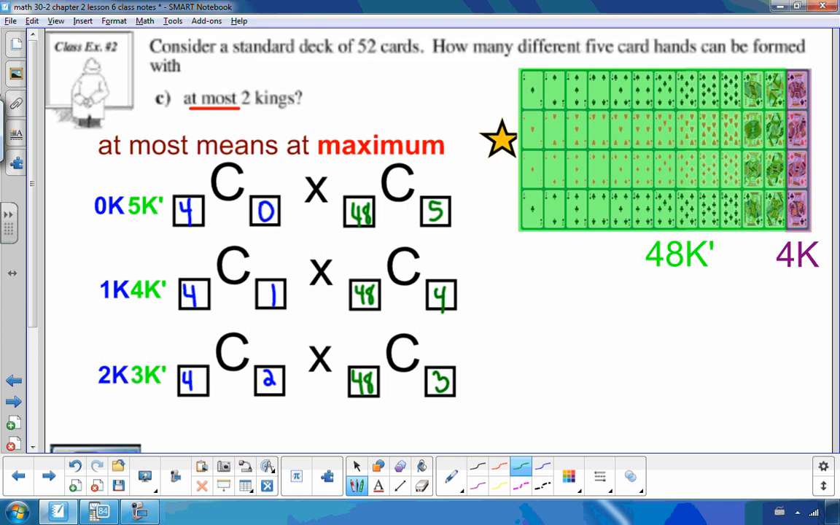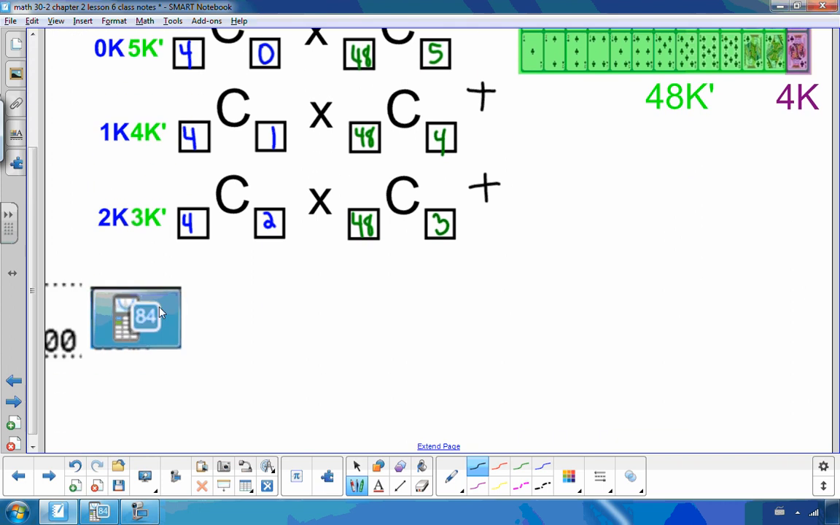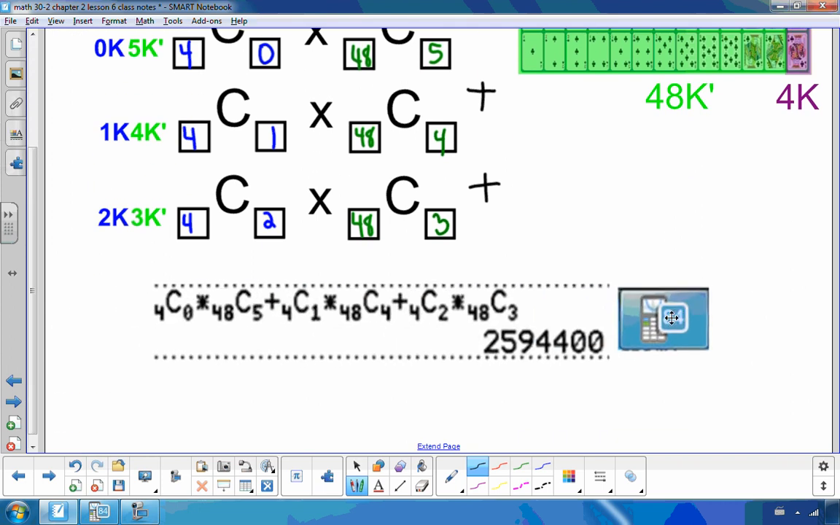Again, multiplying because that means "and," 0 kings and 5 not kings. They're individual cases, so I'm adding them together. I can put all of this into my calculator, and it would look like that. All together, I can see that I have 2,594,400 5-card hands that have at most 2 kings.